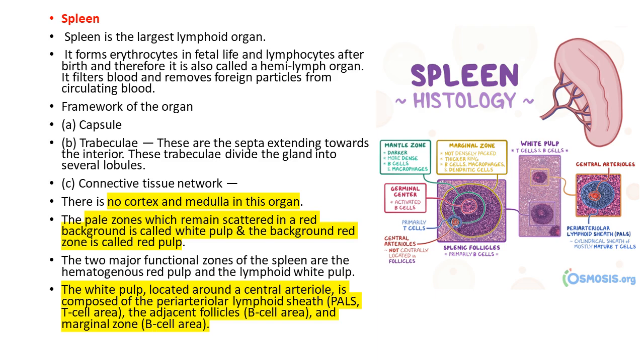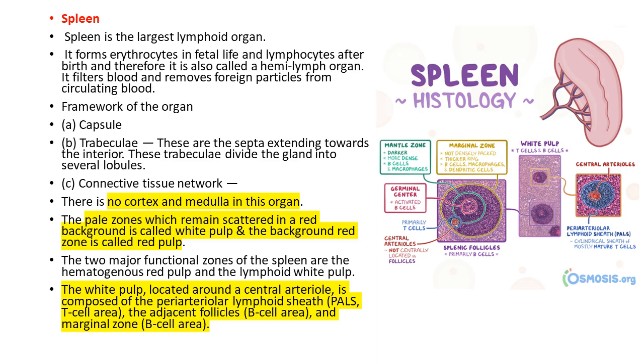These trabeculae divide the gland into several lobules. C. Connective tissue network. There is no cortex and medulla in this organ. The pale zones which remain scattered in a red background are called white pulp, and the background red zone is called red pulp. The two major functional zones of the spleen are the hematogenous red pulp and the lymphoid white pulp.